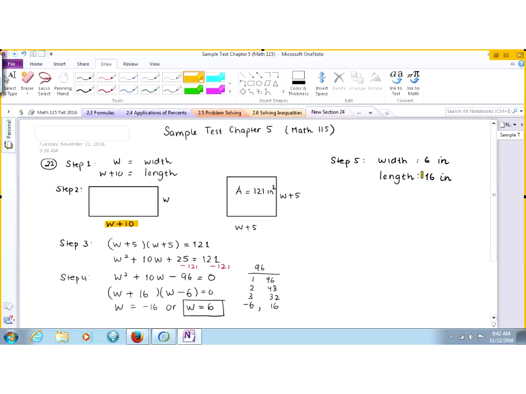How did you get this 16? You're right, but how did you get it? The length is W plus 10, so this is actually W plus 10, and this is actually your W. Doable? Okay, good. All right.